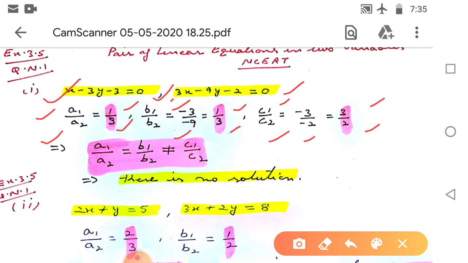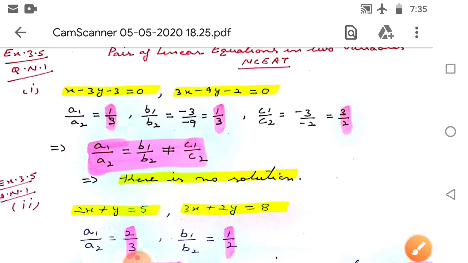So when you compare a1 upon a2, b1 upon b2 and c1 upon c2 with respect to given two linear equations in two variables, the result is a1 upon a2 is equal to b1 upon b2 is not equal to c1 upon c2, and this is the condition for no solution. If a1 upon a2 is equal to b1 upon b2 but it's not equal to c1 upon c2, in that case there is no solution as far as these two linear equations in two variables are concerned, right?